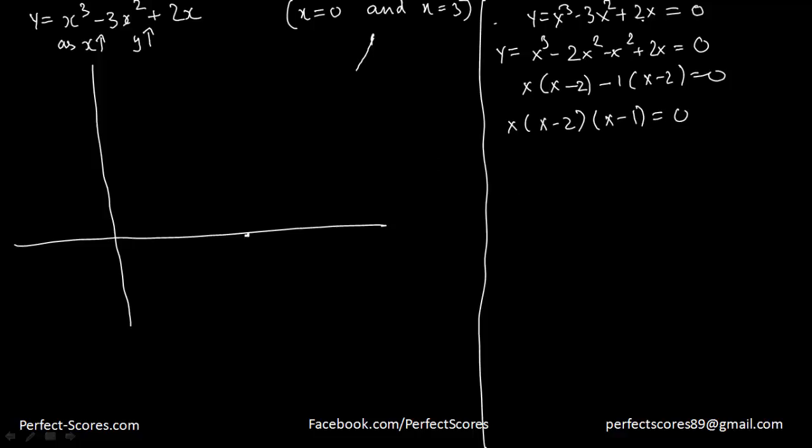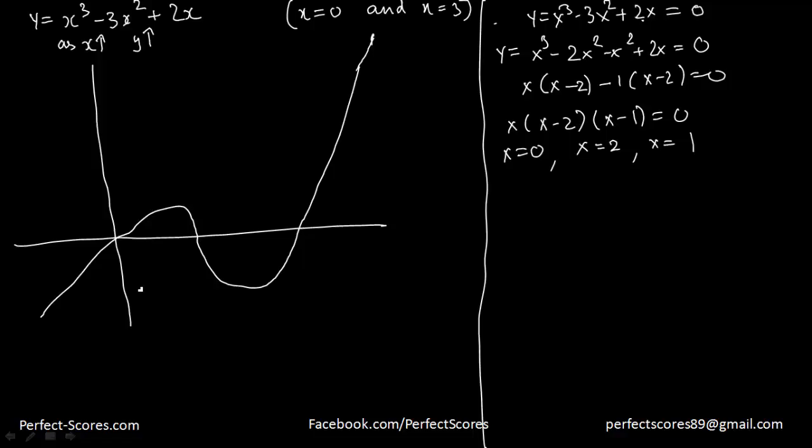So that means it's going to be 0 at 0, it's going to be 0 at 2, it's going to be 0 at 1. So it's going to be cutting it 3 times, at 2, 1 and at 0. So that is how this graph is going to cut. So it's going to cut at x is equal to 2, x is equal to 1 and x is equal to 0.